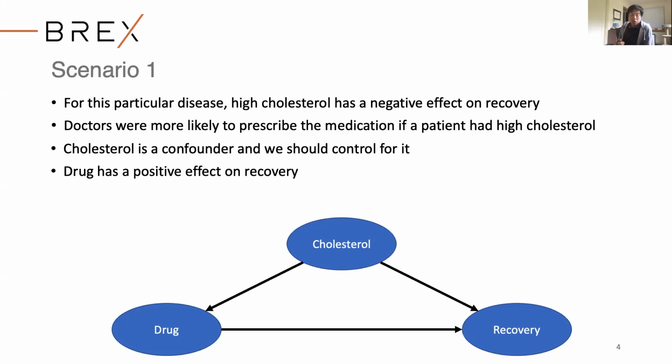So once I control for cholesterol, if I only look at people who have high or low cholesterol, so that cholesterol no longer is a source of variation in the data, right? The only thing that's varying now is whether they took the drug or not. And then I can see that the effect of the drug is actually positive, and the overall correlation is negative because of this confounder due to cholesterol.